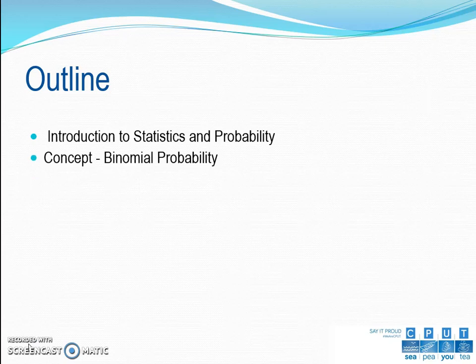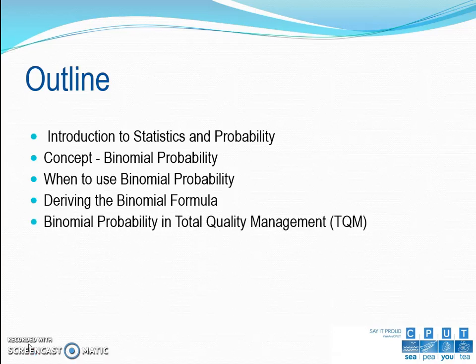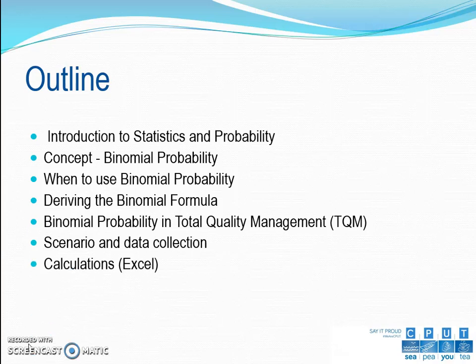Let's give you the outline to the project. We will introduce you to statistics and probability. We will give you the concept, which is binomial probability, and then we will show you when to use binomial probability. We will also derive the binomial formula, and then show you the link between total quality management and the binomial probability formula. We will show you a scenario for the project as well as the data collected. We will have calculations in Excel. We will have our conclusion and our references.